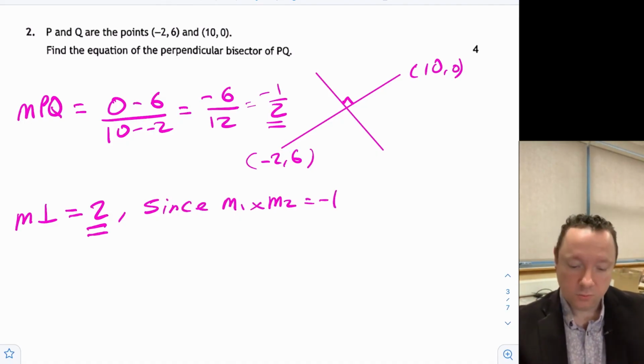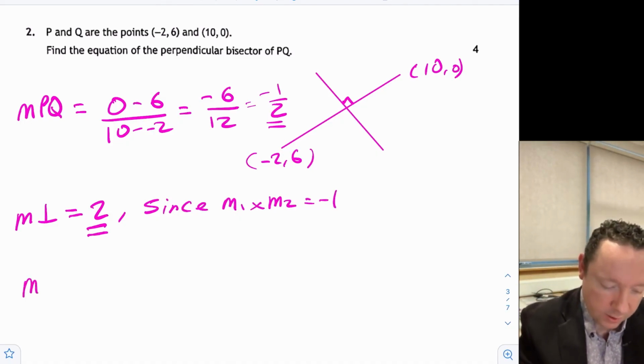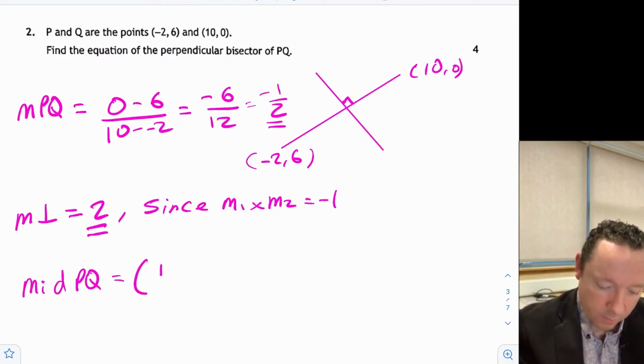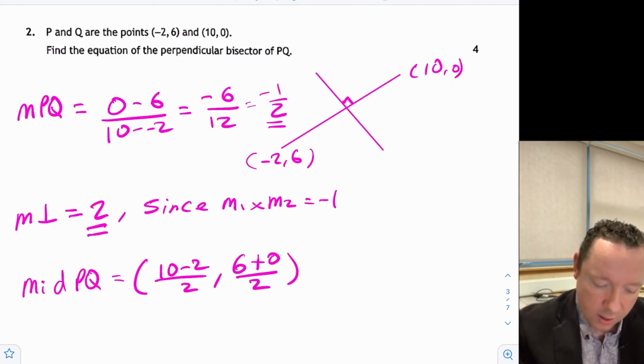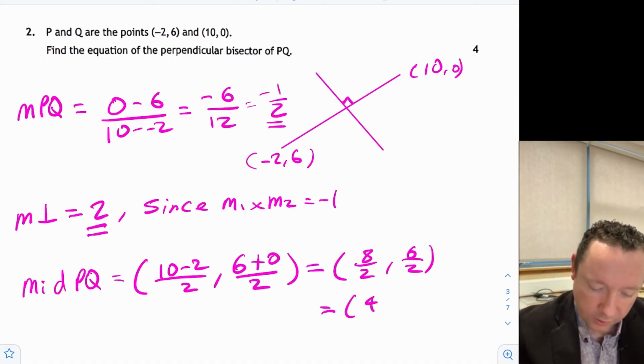Now we need our point, so the midpoint. So the midpoint of PQ, we add the x's. So we've got (10 minus 2) divided by 2, and the y's, (6 plus 0) divided by 2. That gives us 8 over 2 and 6 over 2, which is equal to (4, 3).